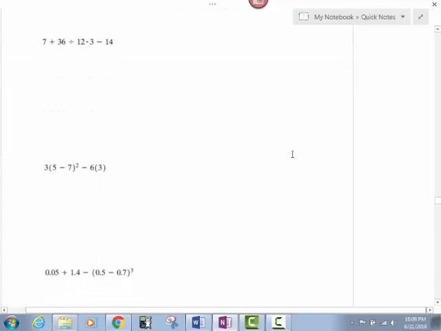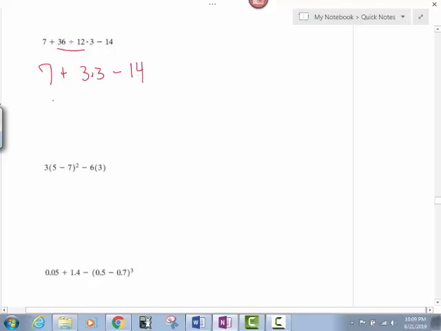All right. So here we have 7 plus 36 divided by 12 times 3 minus 14. So my first step here is I'm going to write, I don't have any parentheses, I don't have any exponents, so I have to do my multiplying and dividing as I go from left to right. So 7 plus, let's do our division. 36 divided by 12 is 3 times 3 minus 14.